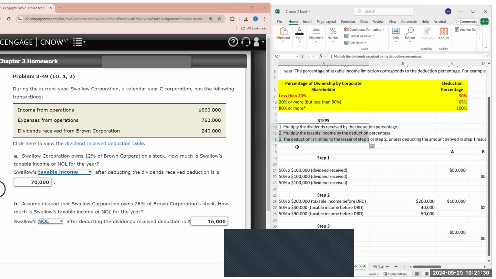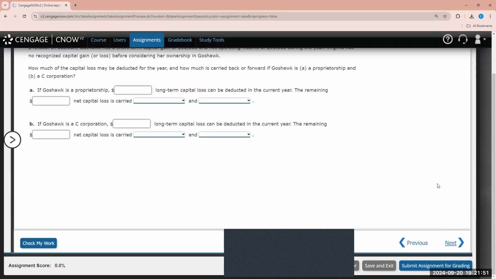So again, the key thing, as we saw in the previous example, these are the steps. Multiply the dividends received by the deduction percentage based on ownership. Multiply the taxable income by the deduction percentage. And then from there, the deduction is limited to the lesser of step one or step two, unless deducting the amount derived in step one results in a net operating loss.